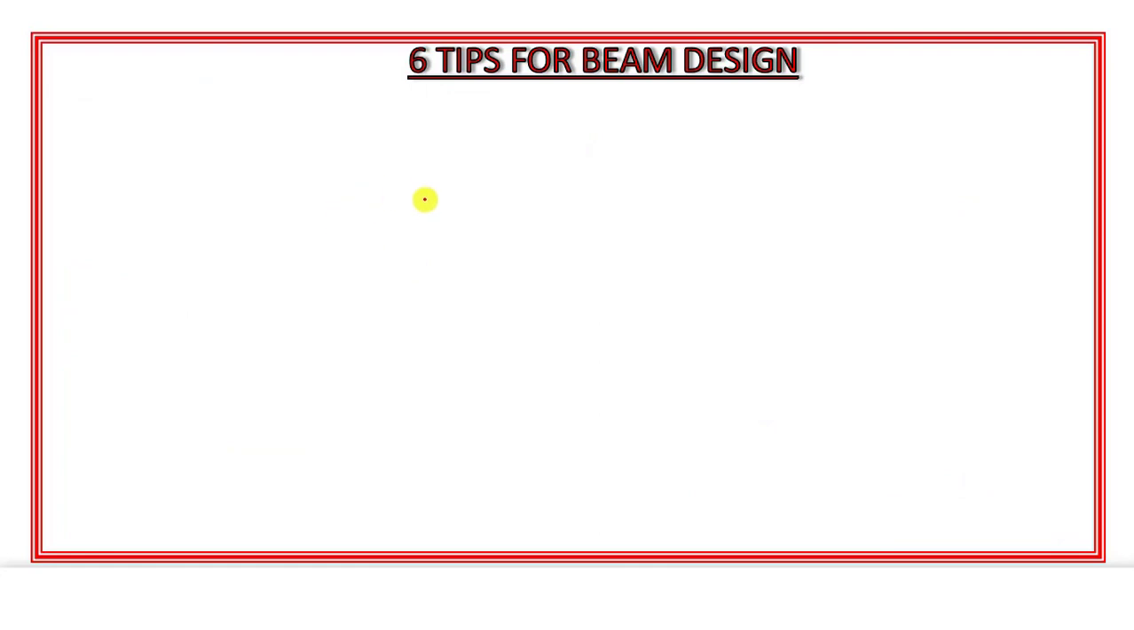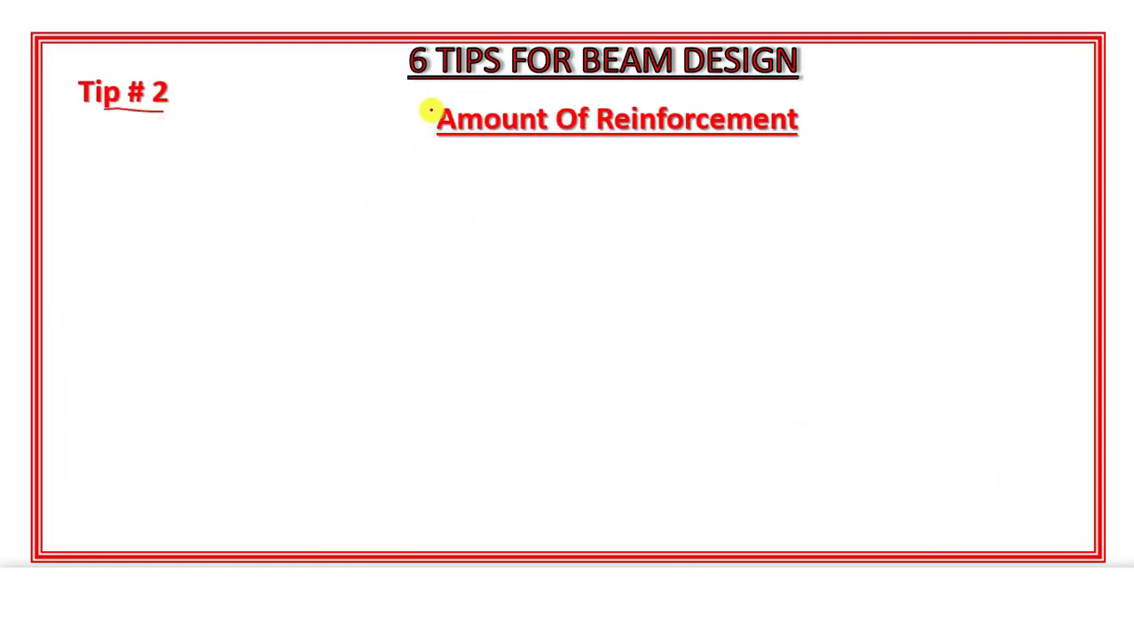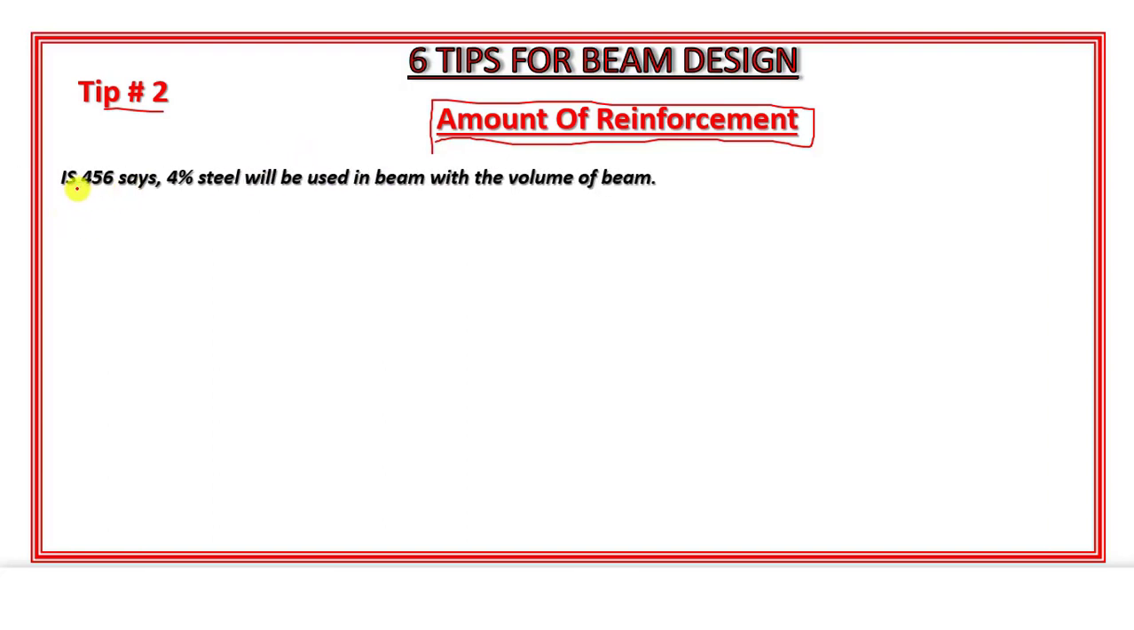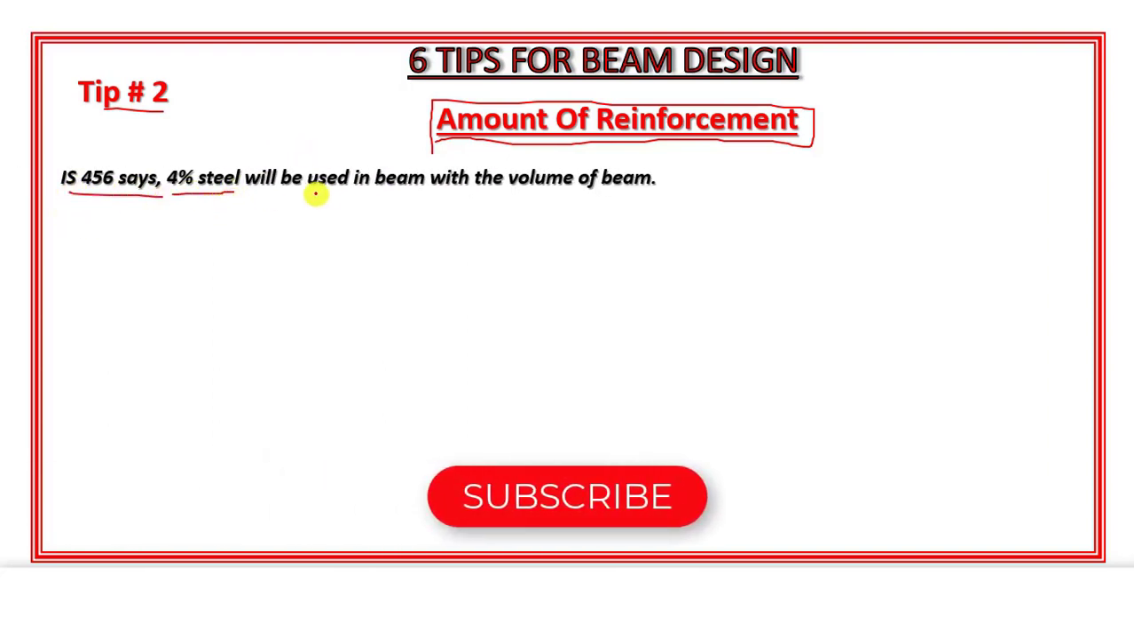Now tip number 2 is about how much reinforcement or steel will be used in a beam. IS 456 gives us the percentage of steel for a beam. So in a beam, 4% steel will be used with respect to the volume of the beam.